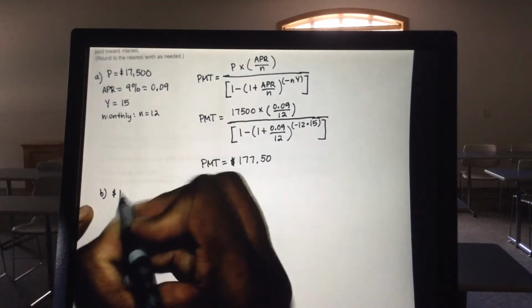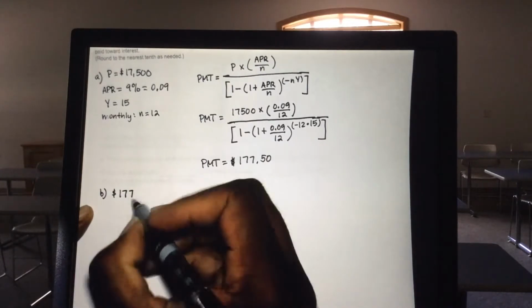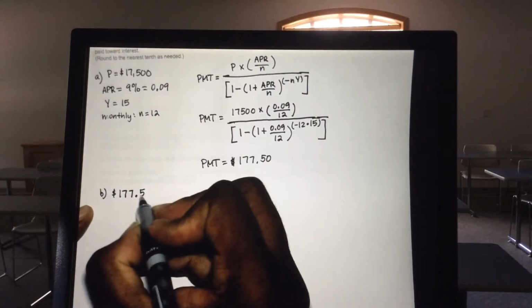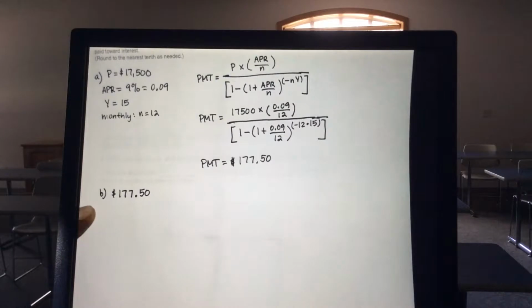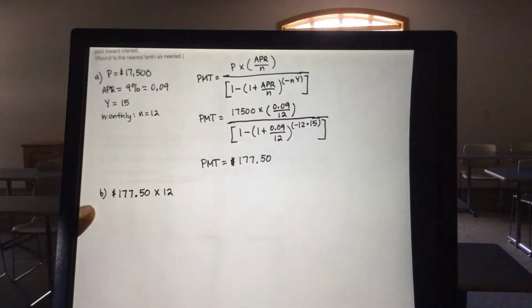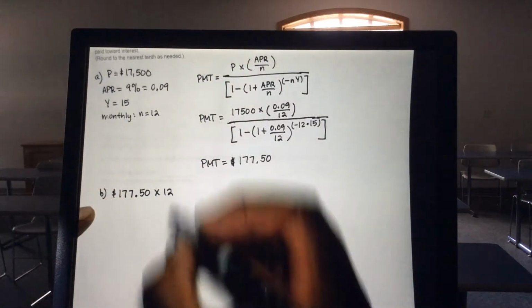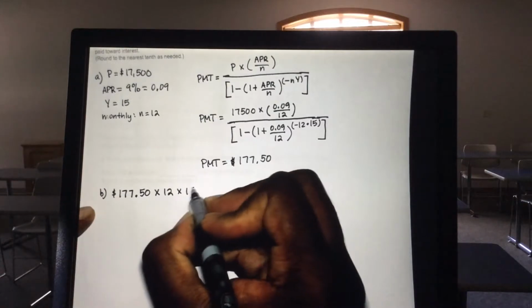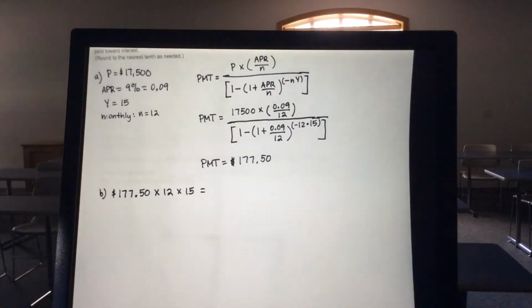So that means you're going to have to pay $177.50 per month. And for 1 year, you have to multiply that by 12. And for 15 years, here you have to multiply by 15. Okay? So that 12 means 12 months in a year. So you want to find out how much you got to pay in a year. And then the 15 years, you have to multiply it by 15.